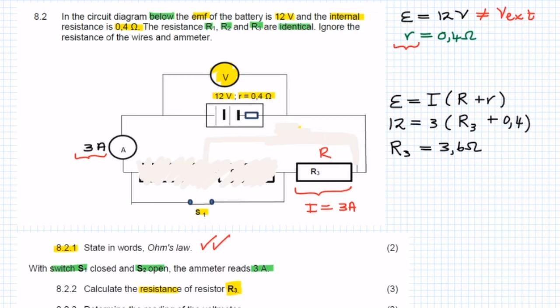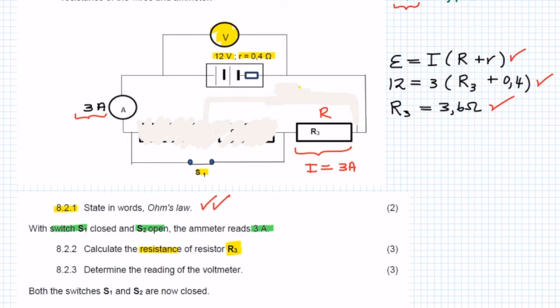Remember that these resistors are identical, so this means that the resistance of resistor 1, 2, and 3 are each 3.6 ohms. This question is out of 3 marks, so you're going to obtain a mark for your formula, a mark for substituting, and a mark for your final answer with the correct SI unit. Please never forget your SI units.